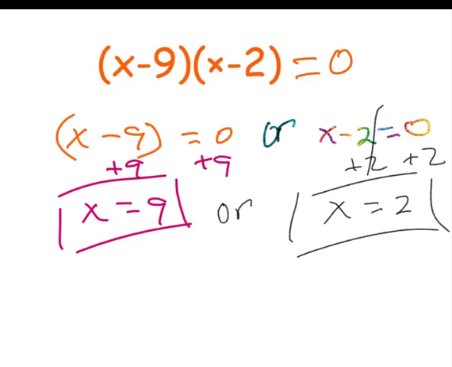9 or 2. So once again, if you take the 9, plug it in here, 9 minus 9 equals 0. Therefore, at this point, it makes my statement true. If I take the 2 and plug it in, 2 minus 2 equals 0, and it makes my statement true. All right, pretty simple, right? I knew you would like this. All right, here's a bonus one. Let's give it a shot.